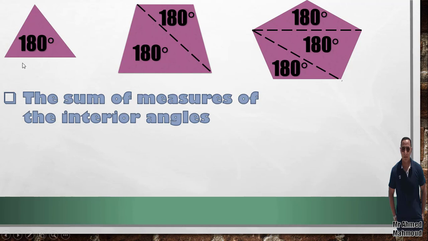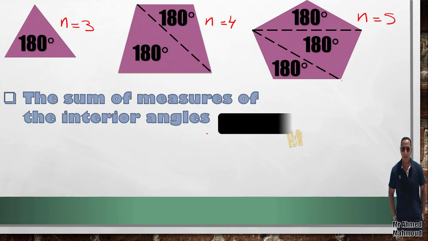Any polygon has a number of sides, here called n. Here n equals 3, and n here equals 4, and n here equals 5. So what is the rule? (n minus 2) times 180. Again, n minus 2 between brackets times 180 is the sum of the interior angles.